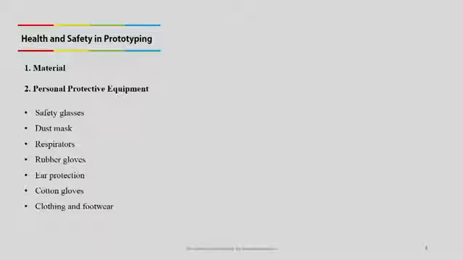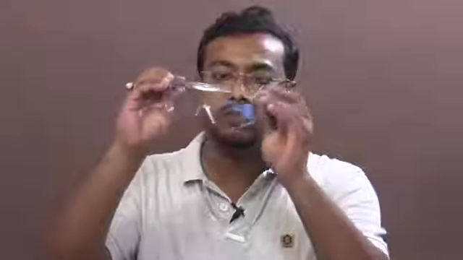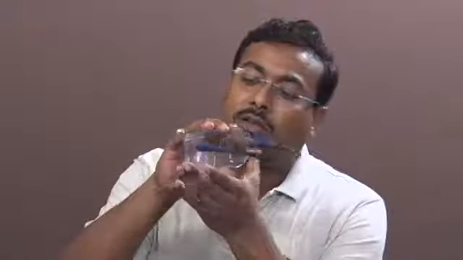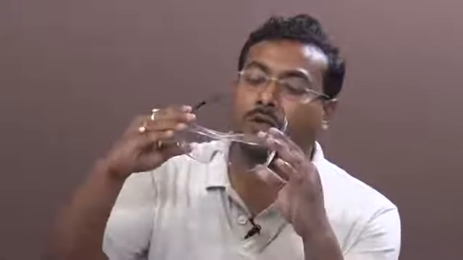Now, let us discuss the personal protective equipments. First thing is safety glasses. These are the safety glasses. When you wear them, there will be some gap. The main objective of safety goggles is to protect from any kind of flying object. They will protect your eyes from any kind of dust particles which are flying on the shop floor.